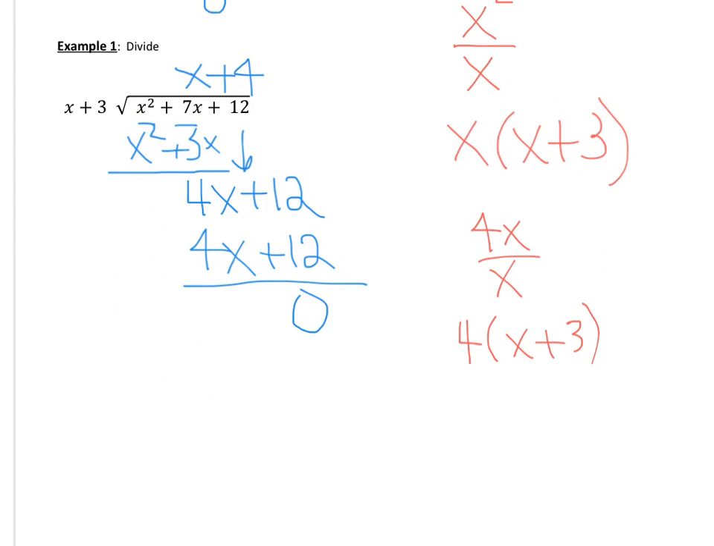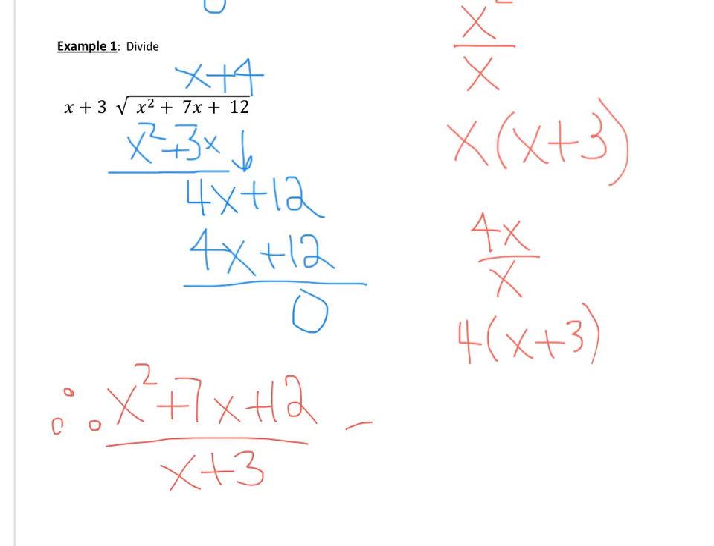Okay, so therefore, what did we find out? We found out that x squared plus 7x plus 12 divided by x plus 3 equals x plus 4. This is what's called quotient form, and that's how you need to write all your answers. If we had a remainder, we would add the remainder onto the end, and we'll deal with that in our next example.